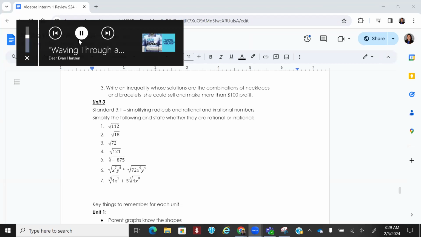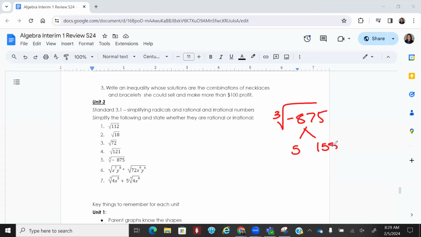So let's check. So we've got this negative 875, and we notice that there is a little cube in that little cubby hole. I know I can break this down by 5. I don't trust myself. It's too early. So 875 divided by 5 is 175. Just kidding, going back. 175.